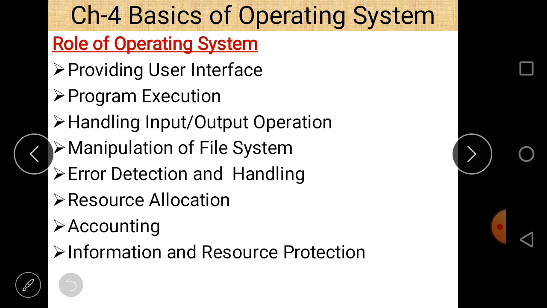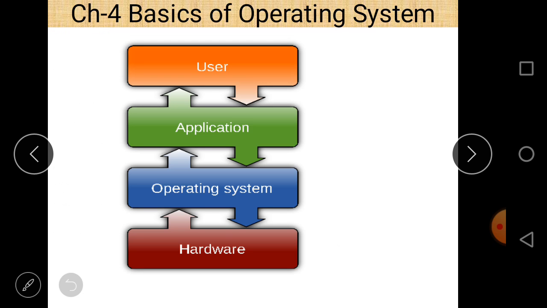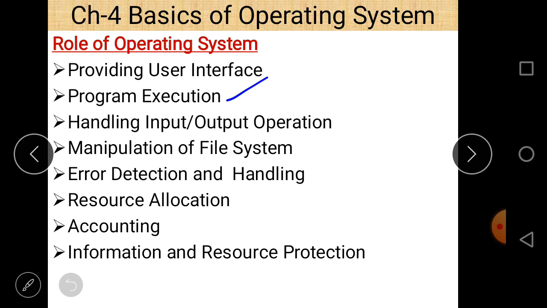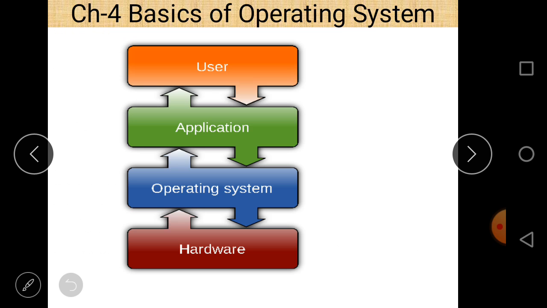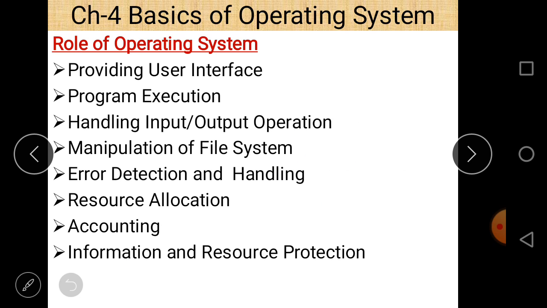Next is the roles of an operating system. What is the role of an operating system in our computer system? Basically, first point is the user interface. User cannot directly interact with the hardware, so it provides an interface to the user. And the second point is program execution. Different programs in our computer system can be executed only by the use of an operating system.